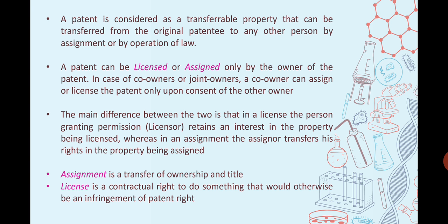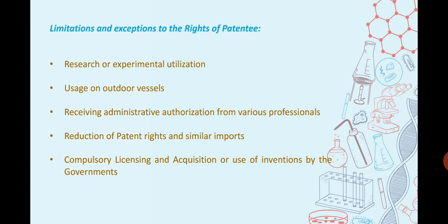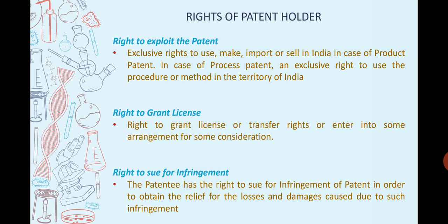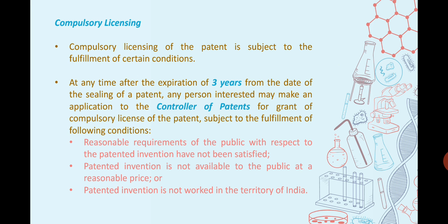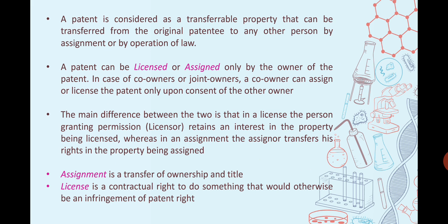So if you remember, when we talked about certain exclusive rights which are granted to the patent holder, we said the patent holder gets a right to exploit the patent, gets a right to grant licenses or file a case for infringement, or to surrender, use and enjoy the patent. Such rights are granted only to the patent holder. So if I have to transfer these rights, or one of the rights, to any other party, it will be considered not to be an assignment, but it will be considered to be a license.